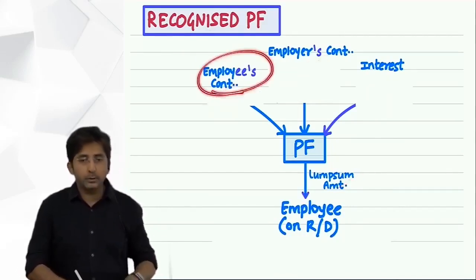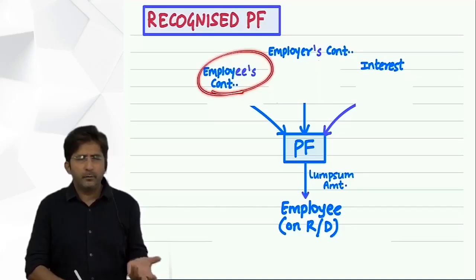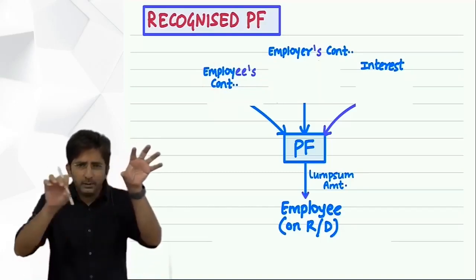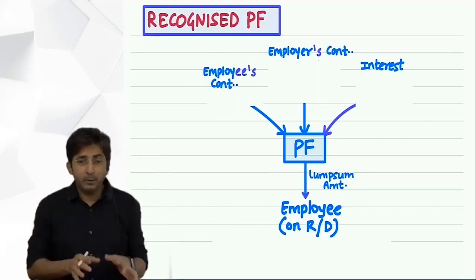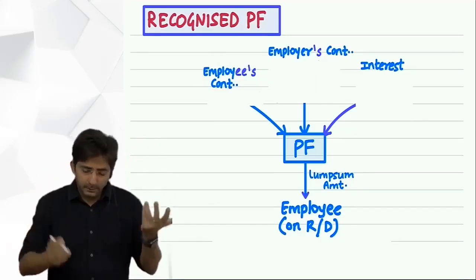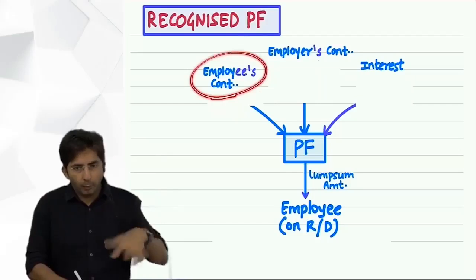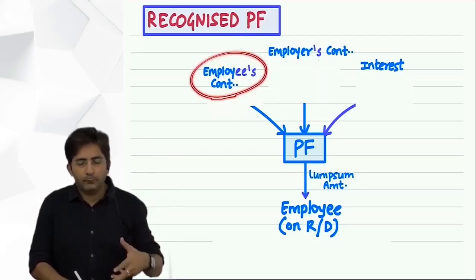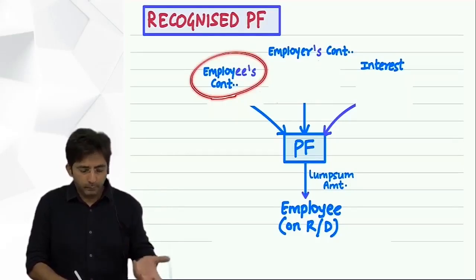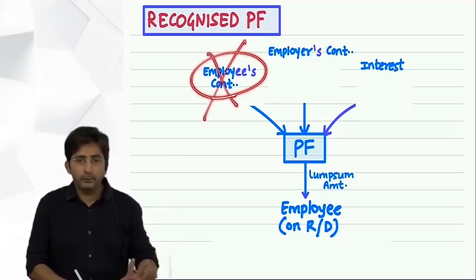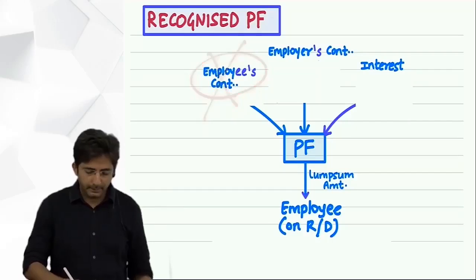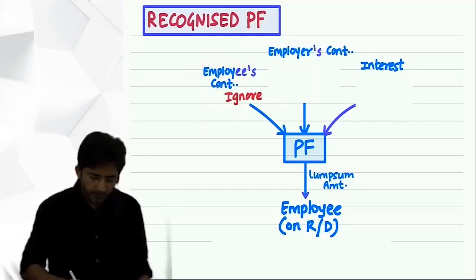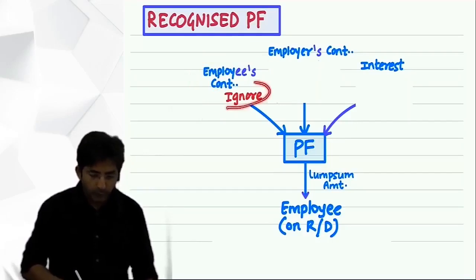What about employee's contribution? Ignore it. Whenever you see employee's contribution, you should feel it is deducted from basic only. And basic we don't write net, we write gross. So this is automatically included in the basic salary. In fact, it is a part of basic salary. So this should not be recorded because we have already recorded basic salary. So employee's contribution you will ignore.